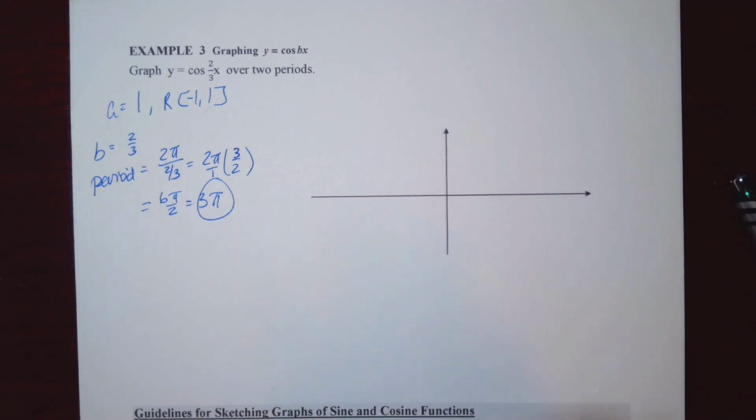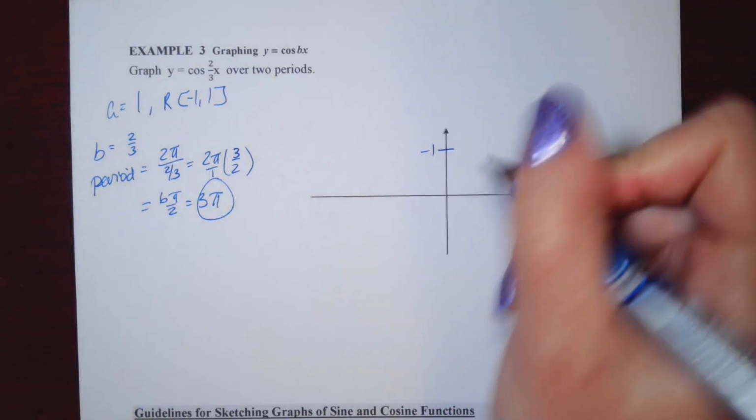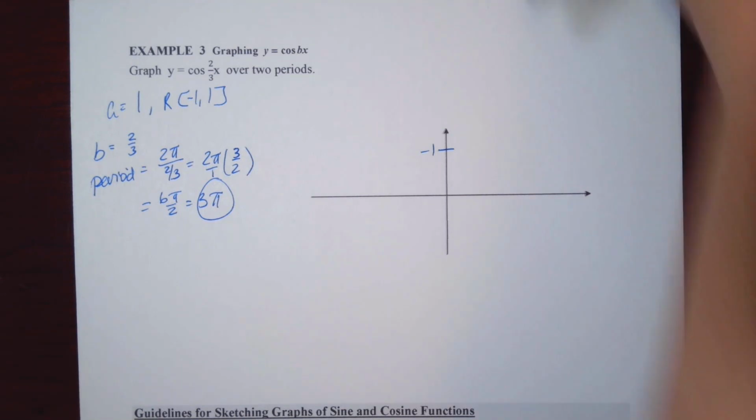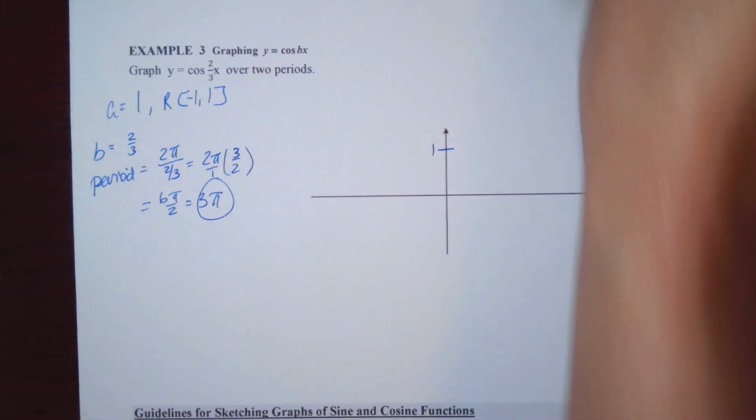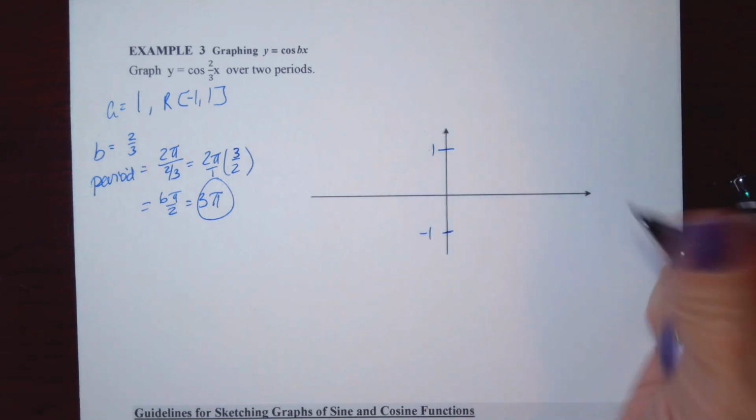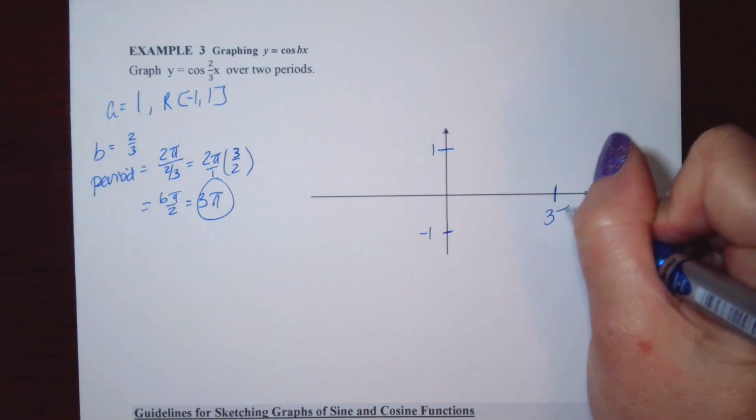And I'm ready to set up my axes. My peak is at +1, not -1. Good grief. My peak is at 1. My trough is at -1. One cycle is 3 pi.